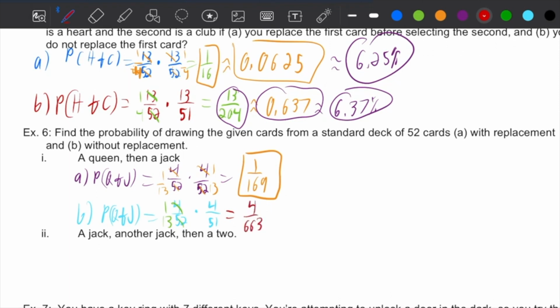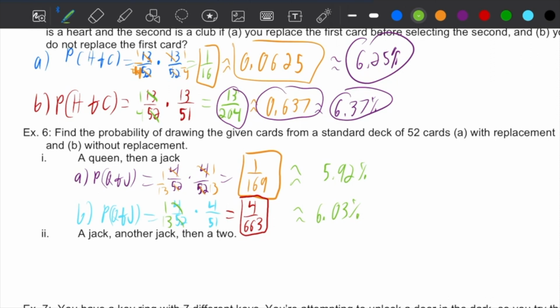Now it's kind of hard to tell what those are comparatively. So that's why sometimes you might want to put it in percents or decimals. So percentage-wise, this would be approximately 5.92%, or this would be approximately 6.03%, in case you're curious.